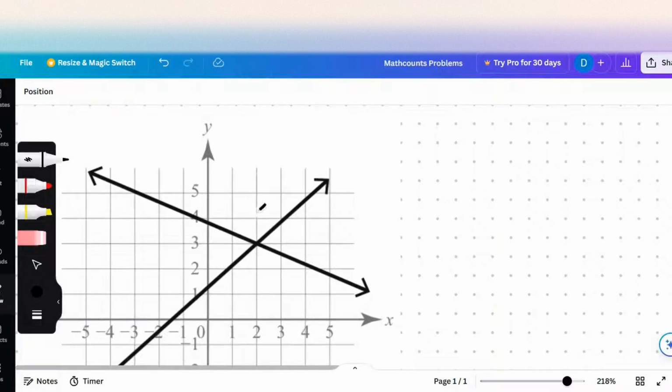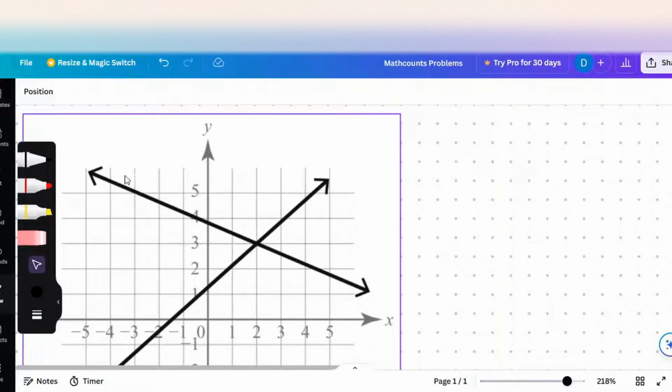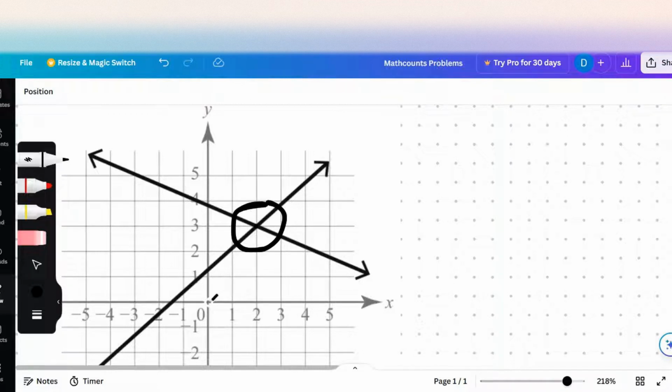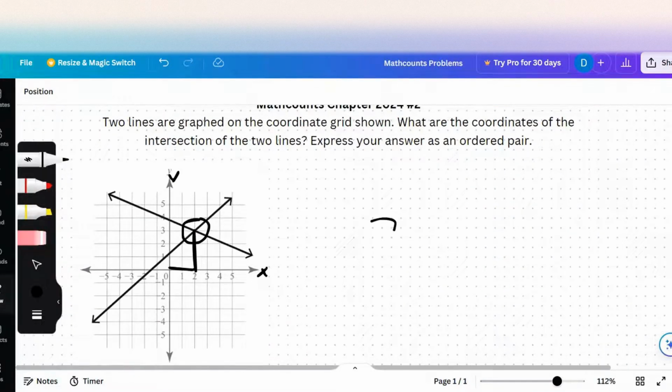The only point of intersection is 2, 3 right here. You just have to look at the graph and the point of intersection is just right here. So if you don't know which is which, x or y, just know it says right here x and y up here, and we always start with x, so x is 2 and the height or y is 3. That's pretty simple. 2, 3. That's how you write it as an ordered pair.